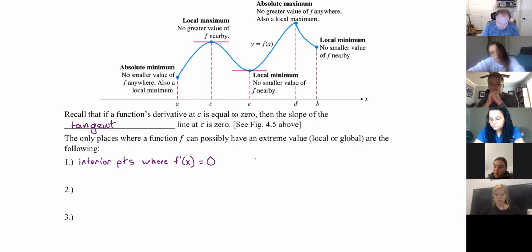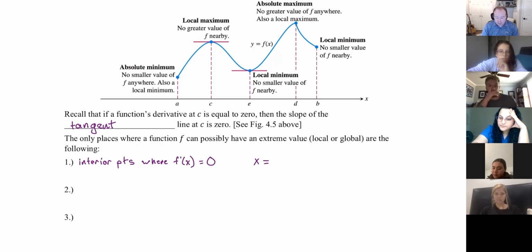So what x values satisfy this condition? Where are interior points where the derivative is equal to 0? Where do we have horizontal tangent lines? Oh, don't remember. That's okay. I'll just give everyone a sec. If you think you know, you can type it in chat or log on to audio. Where do we have horizontal tangent lines?